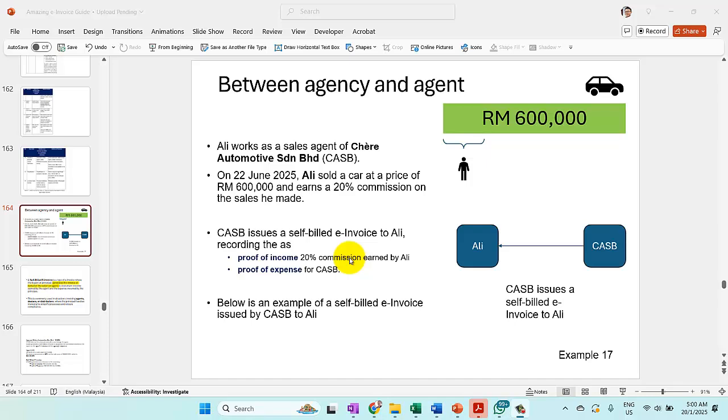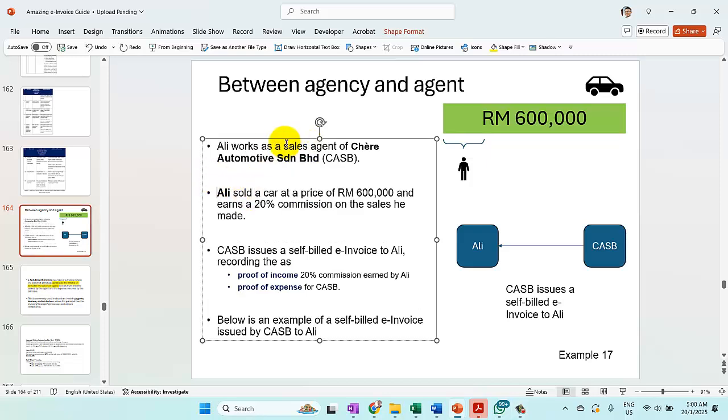There is also another process, right? It's between the agency and agent. So there is a part one, which is an e-invoice between the agency and the customer. Now there's a part two, which is between the agency and agent. So agency and agent, what do you do with that? Okay, so an example is this here, right?